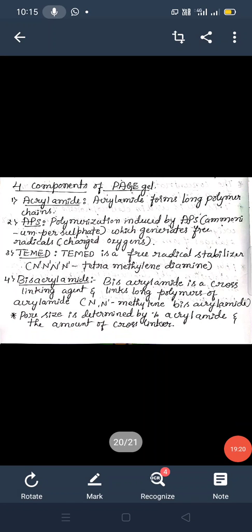Let us know about the components of PAGE gel. The first one, acrylamide. Acrylamide forms long polymer chains, and next one is APS, that is ammonium persulfate. Here the polymerization is induced by APS, which generates free radicals, that is charged oxygens. Next, TEMED. Here TEMED means tetramethylethylenediamine. TEMED is a free radical stabilizer, and next one is bis-acrylamide.